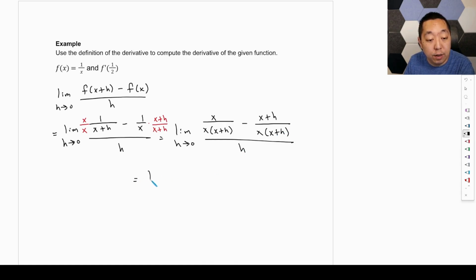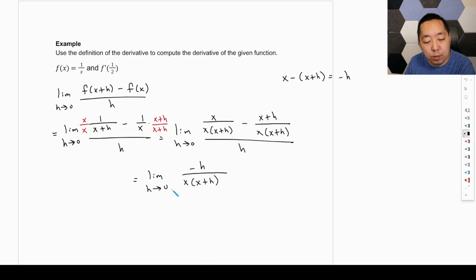Now, you have to be very careful here. You are subtracting this entire thing. The numerator is going to be x minus (x plus h), and that's going to give you negative h. So be careful, because you're subtracting this whole thing. So it's going to be negative h over x times (x plus h).